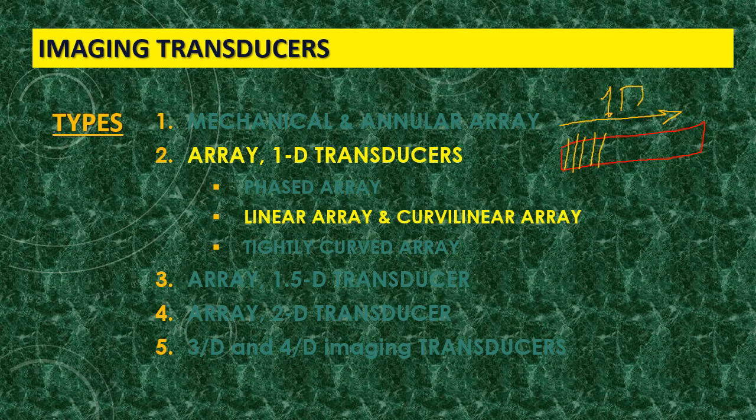It's different from the 1.5D or 2D because there we have some other cutting in the other direction. So in the 1D and the 1.5D or 2D, we have different cutting directions. That's why we have the 1D or 1.5D transducers. So again for the 1D transducer, we have the phased array and we have the linear and curvilinear. Linear and curvilinear are gathered together in one study.